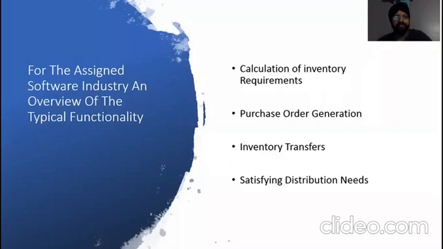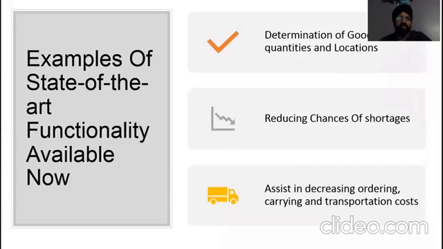In this industry of DRP planning software, we calculate lots of things, like the calculation of inventory requirements. The inventory requirements are calculated for a specific location as per the requirement. Similarly, the purchase orders are also generated according to the requirement. So these two things work simultaneously. Next is the transfer of inventory and the other aspects.